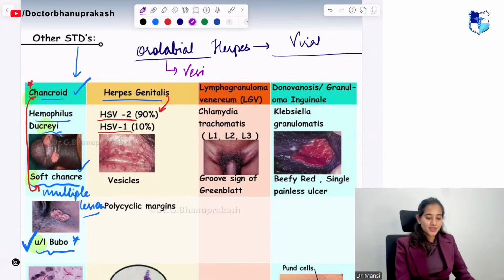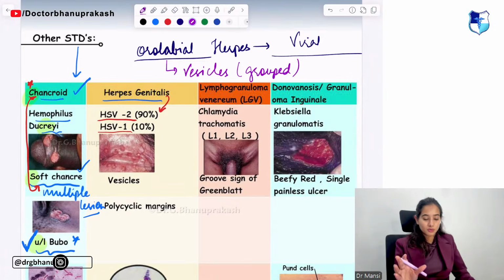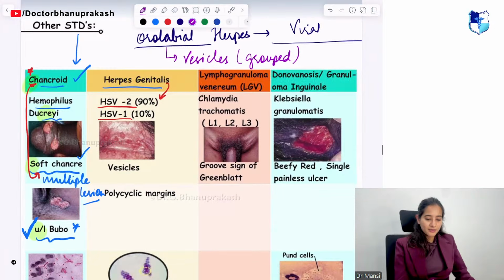Okay. Check yourself. The vesicles are present, and these vesicles are grouped. There is one particular place where they are present in a group. This is very classical of your herpes. And they're painful as well. That's what I was asking.